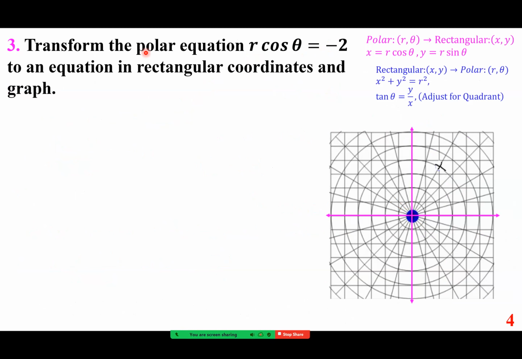Transform the polar equation r cosine theta equals negative 2 to an equation in rectangular coordinates and graph. First and foremost, we write r cosine theta is negative 2 on the one hand. On the other hand, we know x is r cosine theta. That means x must be negative 2, which is a vertical line.